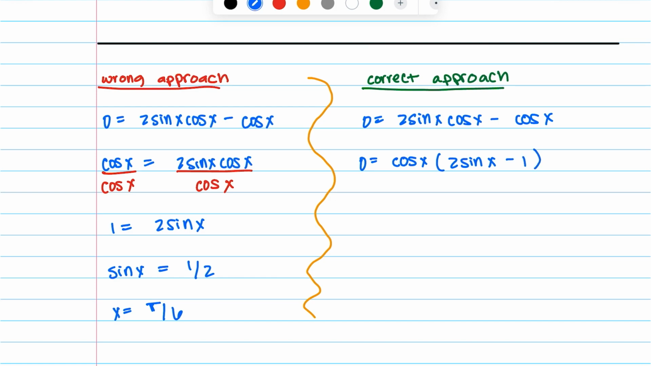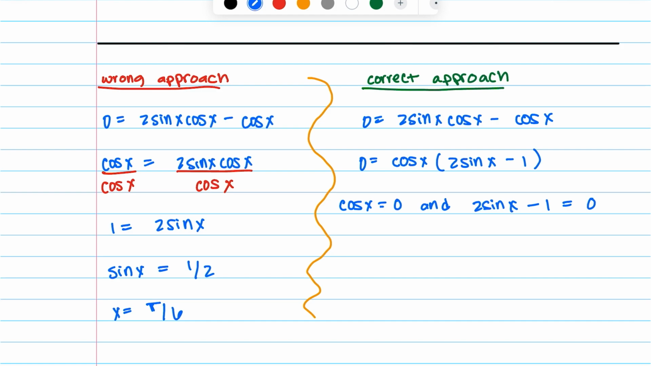And so by writing our equation in this way, we know that whenever cosine of x is equal to 0, the whole equation will be 0. And similarly, whenever 2 sine of x minus 1 is equal to 0, the whole equation will also be equal to 0. And so we can write the following equations. Cosine of x is equal to 0, and 2 sine of x minus 1 is equal to 0. And we can find those x values that will make these equations 0.